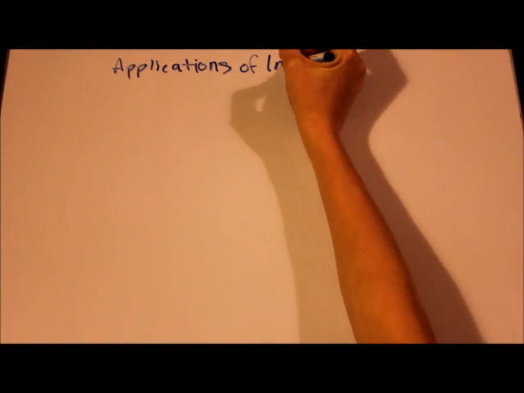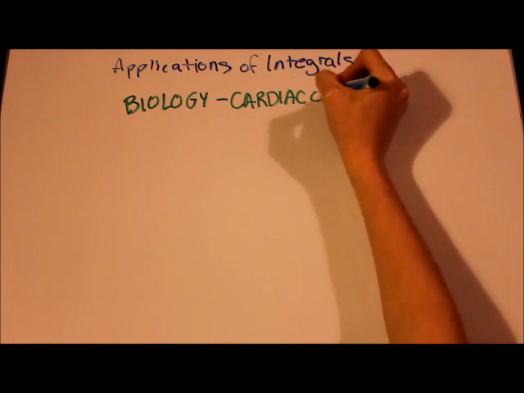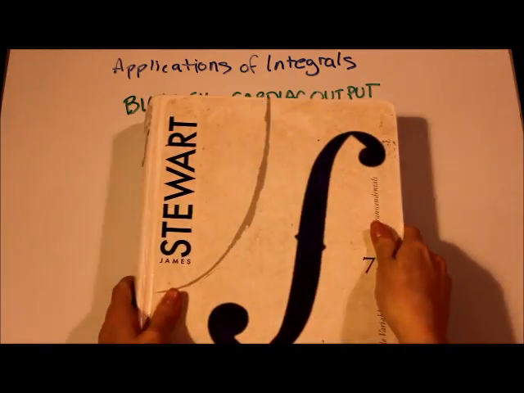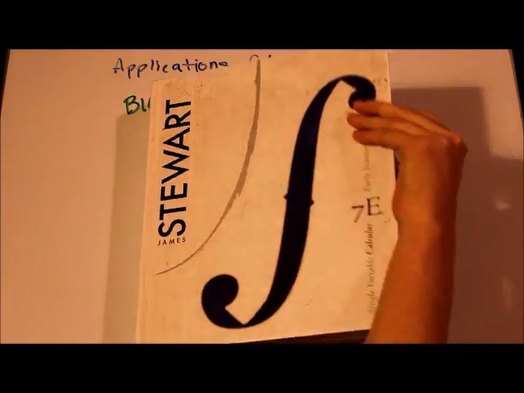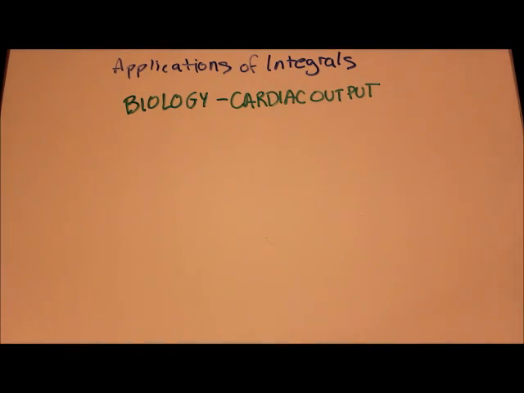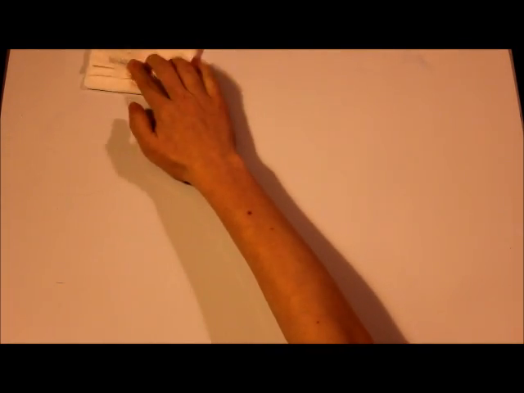Hi everyone, today we're going to be learning about applications of integrals, specifically in biology when calculating cardiac output. This lesson is equivalent to section 8.4 in the James Stewart Single Variable Calculus Early Transcendentals 7th edition textbook. I'll be going into detail about cardiac output, its significance in the body, and how integrals can be used to calculate it. Then, we'll look at some example questions to solidify the knowledge.